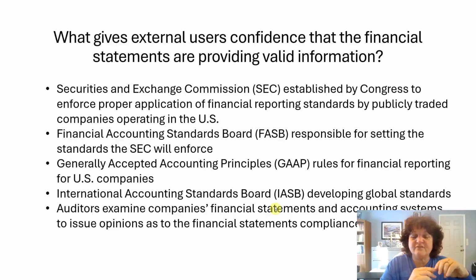And so the Financial Accounting Standards Board was given the responsibility of generating those standards, and the standards are called Generally Accepted Accounting Principles, also known as GAAP in the US. And there's also a body that now is trying to develop some global standards. It's called the IASB, the International Accounting Standards Board, and the global standards that they are developing are called IFRS, the International Financial Reporting Standards.